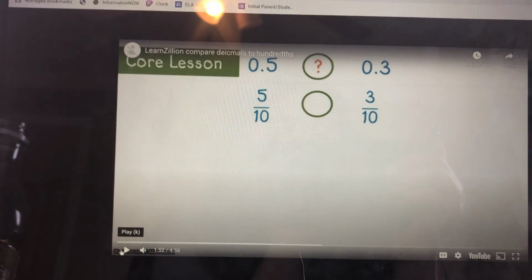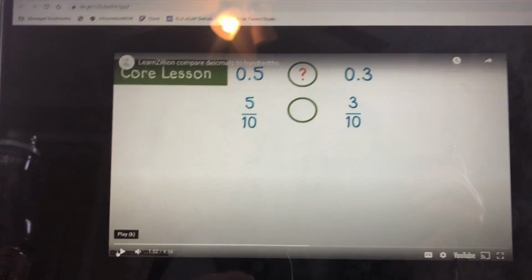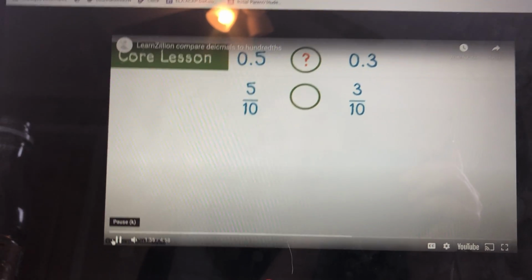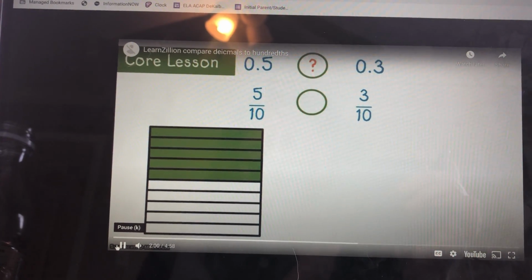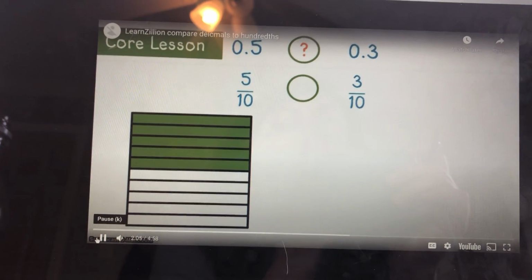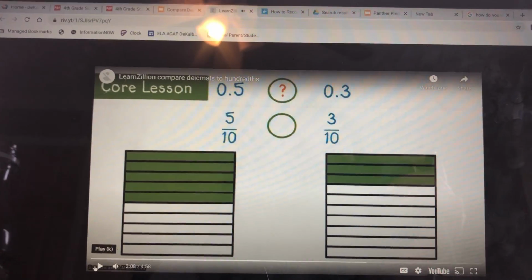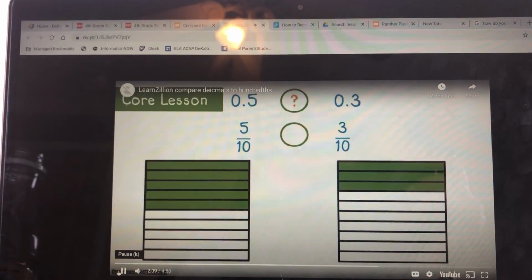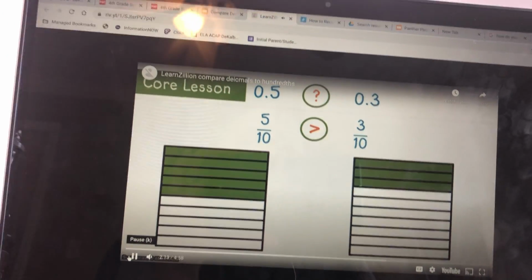What would you rather have? 5 cookies or 3 cookies? 5. So 5/10 is bigger than 3/10. Let's use fraction models to help us compare. Our denominator is 10, which means we'll have 10 parts. Our numerator is 5, so we'll shade in 5 parts to represent 5/10. On the right side, we'll shade in 3 parts to represent 3/10. So which one has the bigger green part? The 5. The alligator is going to want to eat the 5/10. 5/10 is greater than 3/10.